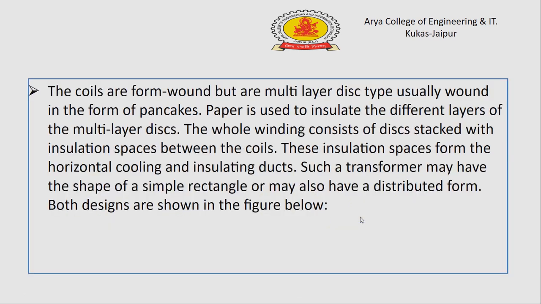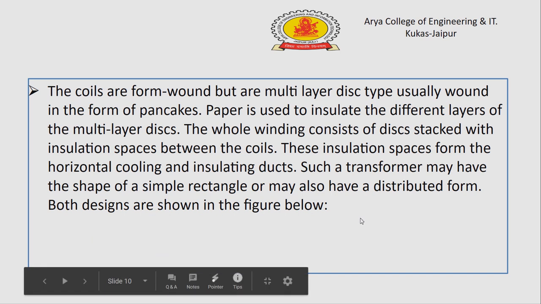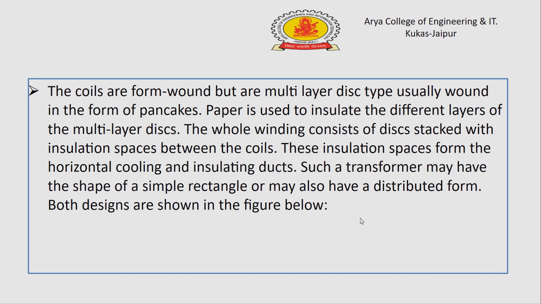In the shell type transformer, the coils are form wound but are multi-layer disc type, usually wound in the form of pancakes. Paper is used to insulate the different layers of the multi-layer disc. The whole winding consists of discs stacked with insulation space between the coils. These insulation spaces form the horizontal cooling and insulating ducts. Such a transformer may have the shape of a simple rectangle or may also have a distributed form. Both designs are shown in the figure below.